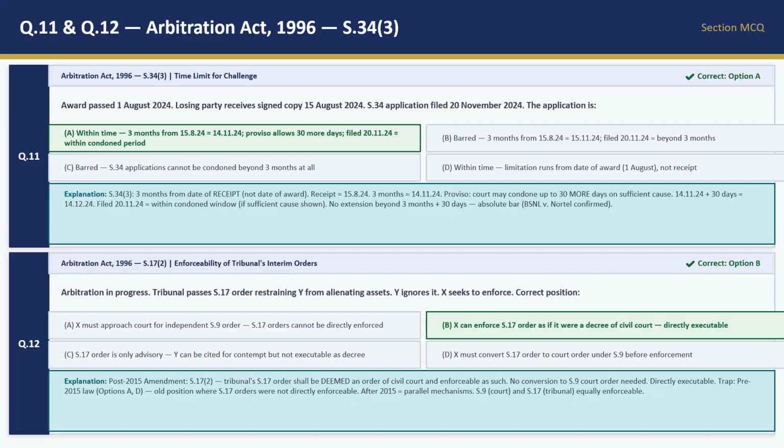Arbitration Act 1996, enforceability of tribunal's interim orders. While arbitration is in progress, the tribunal passes a section 17 order restraining Y from alienating the assets. But Y ignores it and X seeks to enforce it. So what is the correct position? X can enforce the section 17 order as if it were a decree of a civil court, which is directly executable.